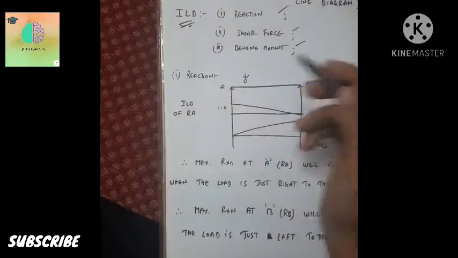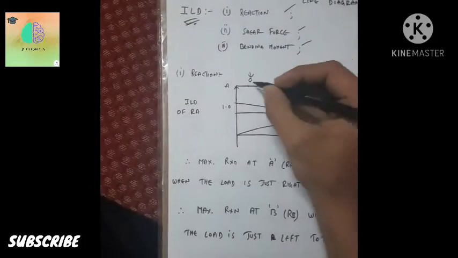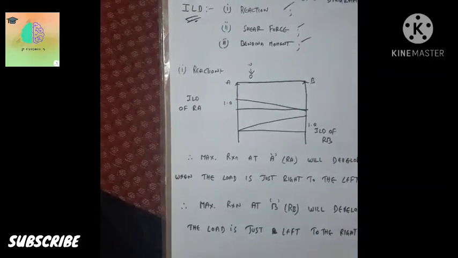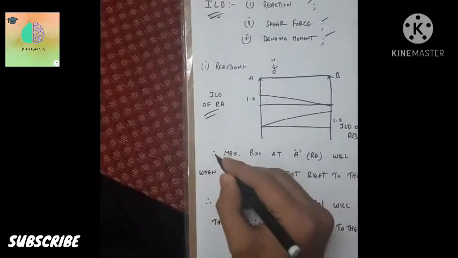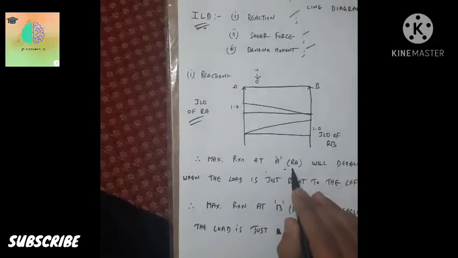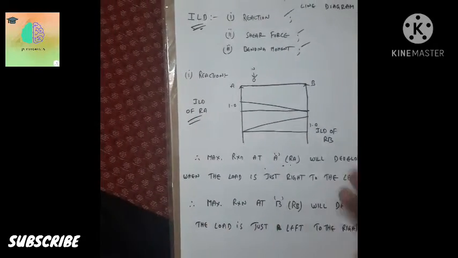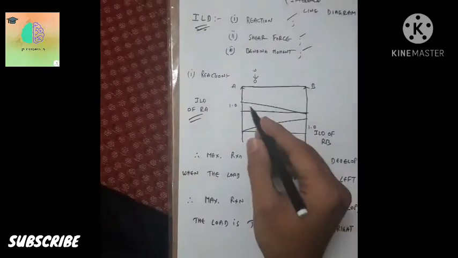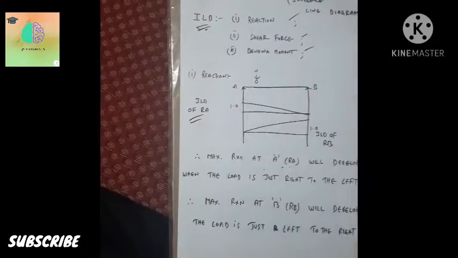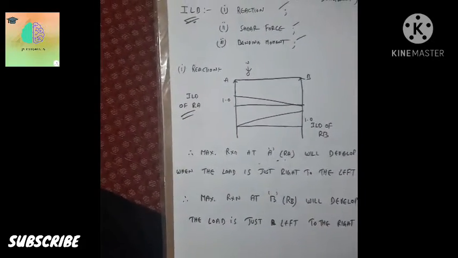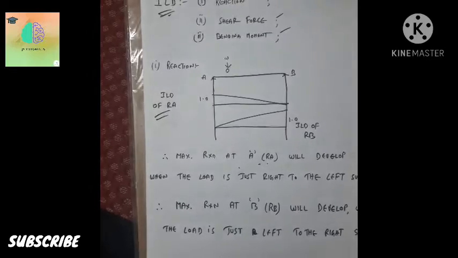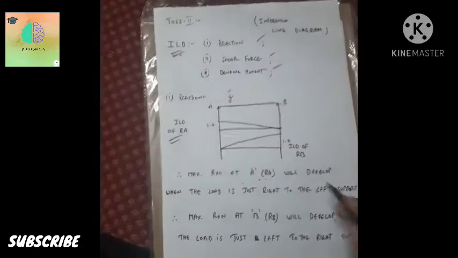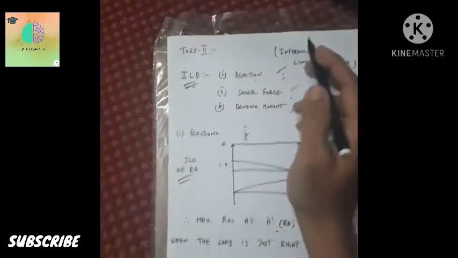As for reaction, you have to draw the same diagram, AB span with a moving load W. So for the ILD of RA, the definition is: maximum reaction at A, that is RA, will develop when the load is just right to the left support, and its height is 1.0. Vice versa, maximum reaction at B, that is RB, will develop when the load is just left to the right support, and its height is 1.0. So this is the procedure for finding ILD of reaction.